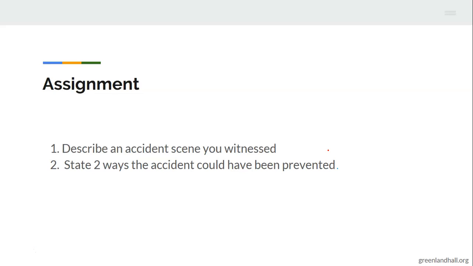Now, the second question says, state two ways the accident could have been prevented. What do you think one person or two people or all the people involved could have done so that the accident could have been prevented? What do you think they could have done? So I want you to tell me two ways that the accident you witnessed could have been prevented. So I'll be expecting your reply to your assignment right from this moment.